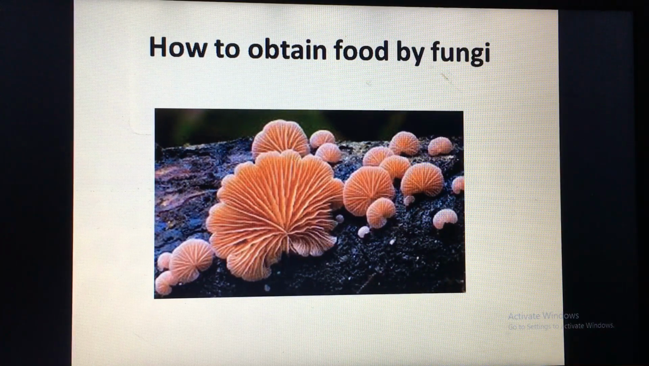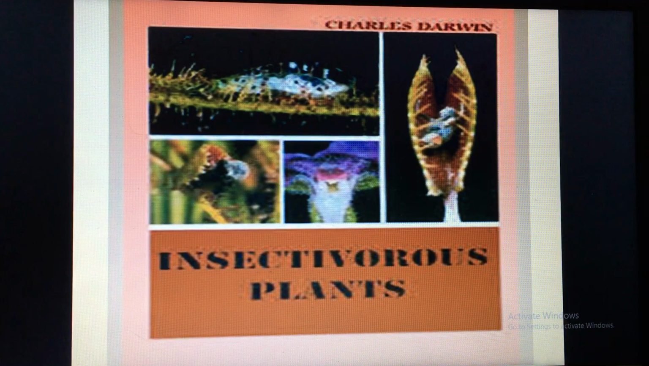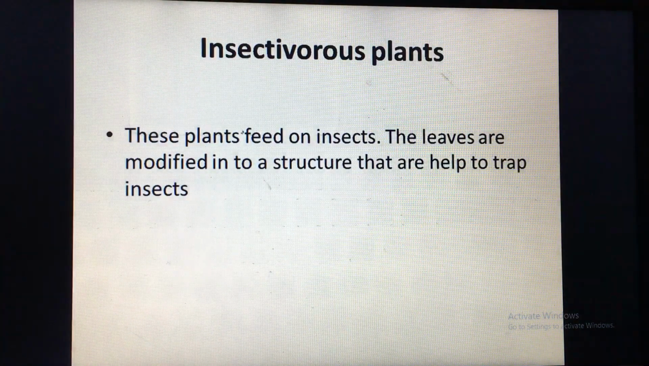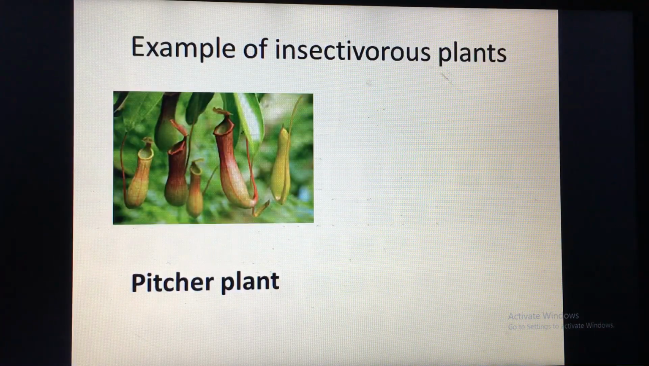The next plants we will talk about are insectivorous plants. The name itself says that these plants feed on insects. Here the leaves are modified into structures that help to trap insects. The best example of an insectivorous plant is the pitcher plant.